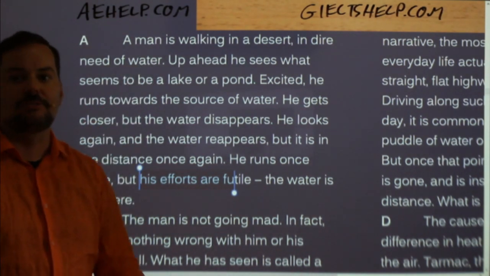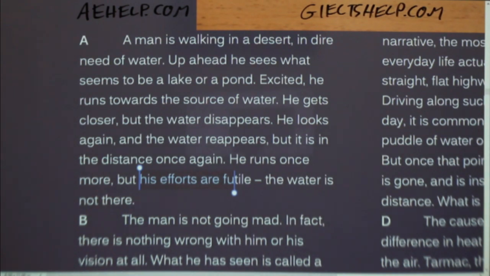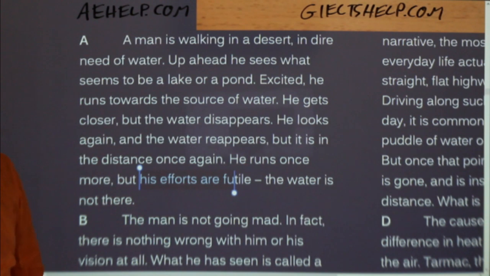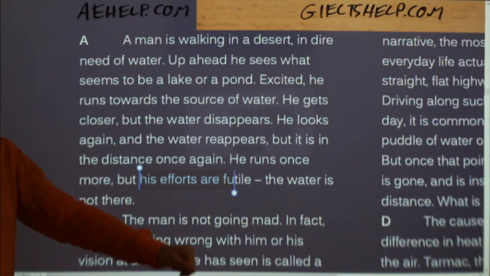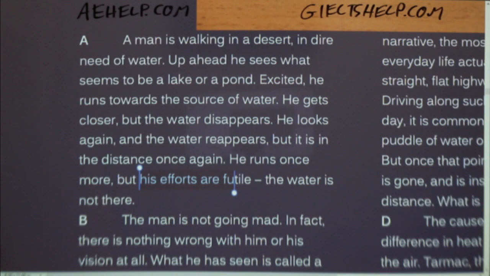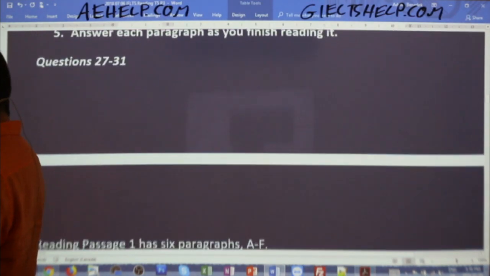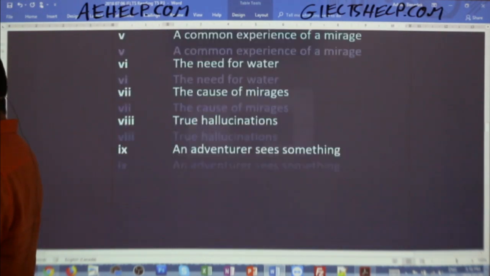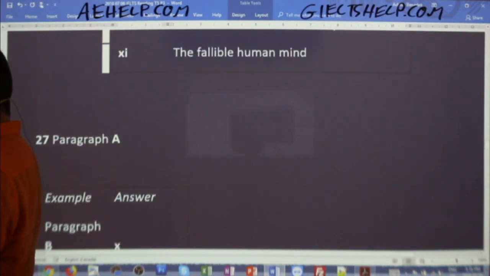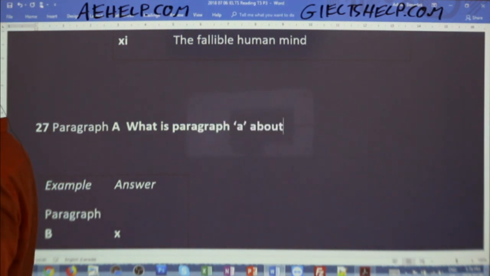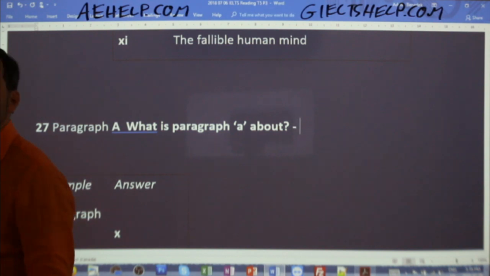Exactly, Jubilant James. Ask, what is the paragraph about? So here, what is this paragraph about? Can anybody answer that? A man is walking in the desert. I don't want the answer. I want to know, what is this paragraph about? So what is paragraph A about?